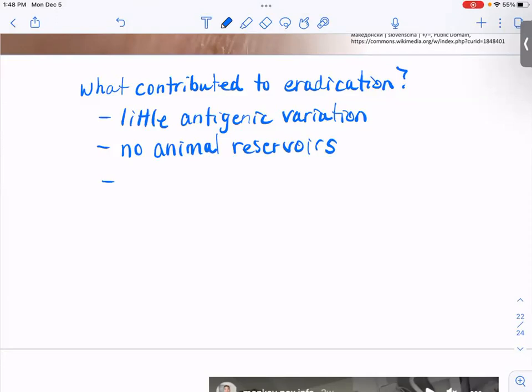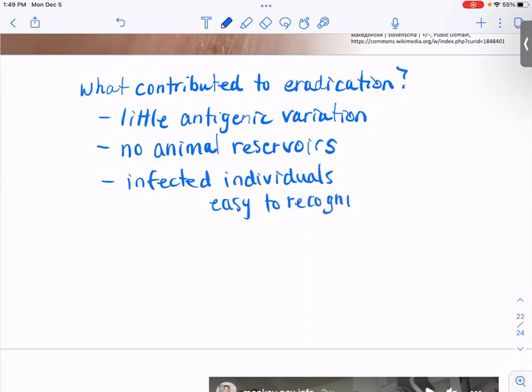And the other thing that made it a little bit easier to eradicate is that infected individuals are easy to recognize. They broke out in a rash almost to begin with. So again, you isolate them, and hopefully they're not out there spreading it to other people.